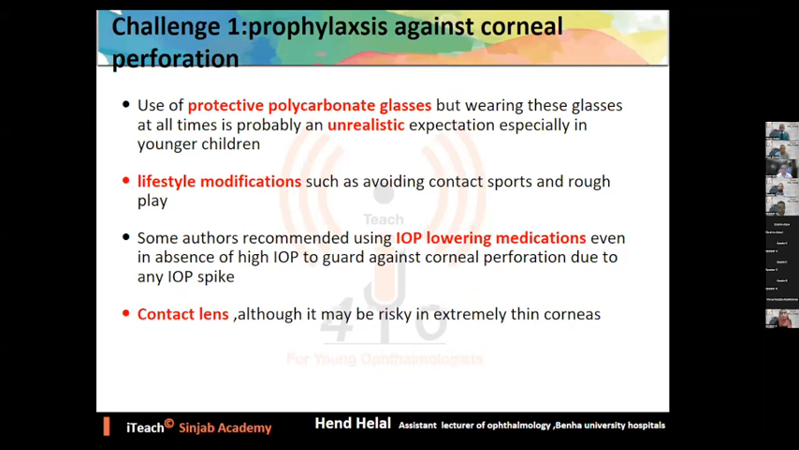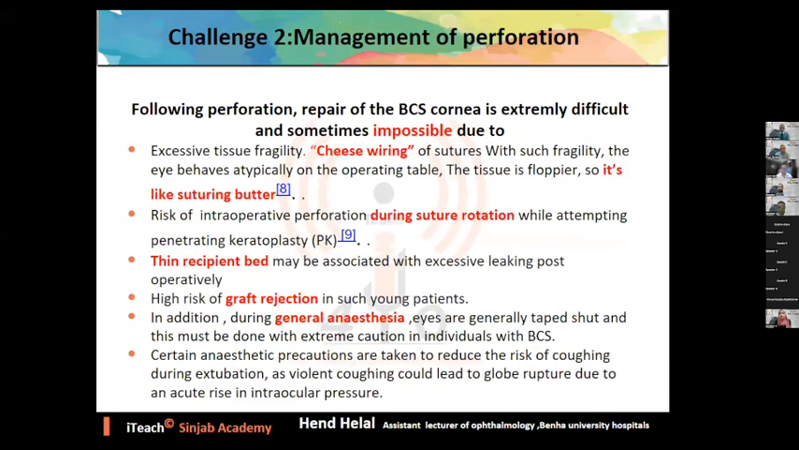But what if perforation occurs? This is the second challenge, because perforation may be a nightmare for the surgeon. Following perforation, the repair of these cases may be extremely difficult and sometimes impossible because the tissue is excessively fragile. This is like suturing butter. This is called cheese wiring of suturing.